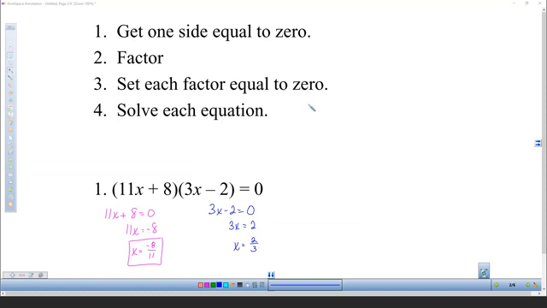All right. Okay. So here is my second solution. Okay. So those are my two solutions. Done. All right. So making sure that you set it equal to 0, factor it, both of those are done. Then take each factor, set it equal to 0, and then solve these equations. And those are my solutions. Questions?